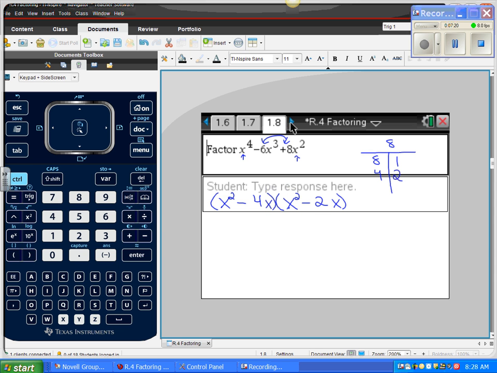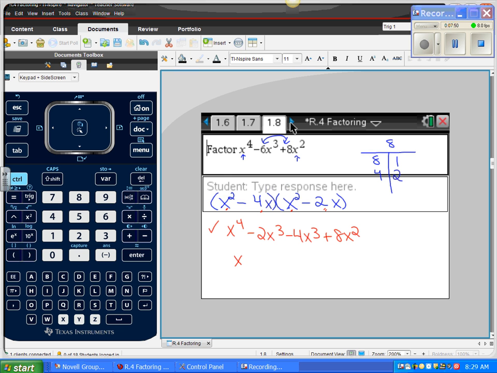So now how can we make sure that we're 100% correct? We can always go back and FOIL this out to make sure that we were right. And you should do that. Okay, so let's run through a check. x squared times x squared is x to the 4th. x squared times negative 2x is negative 2x cubed. Negative 4x times x squared is negative 4x cubed. Negative 4x times negative 2x is positive 8x squared.